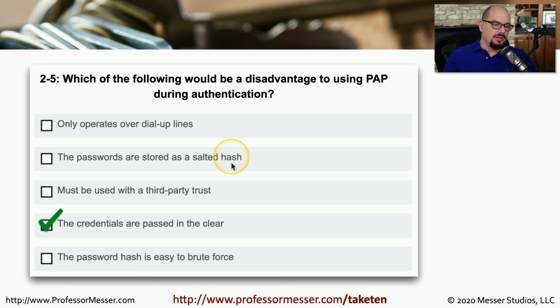Passwords are stored as a salted hash. They are certainly not automatically stored as a salted hash. If you are using PAP, it's probably a good idea to do that as a secondary function so that you don't send that information in the clear over the network using PAP. Must be used with a third-party trust. There is no requirement that PAP should be used with a third-party trust. And the password hash is easy to brute force. In the case of PAP, there is no password hash, so therefore there's nothing that you would need to brute force. Our answer here is that the credentials are indeed passed in the clear. That is the primary disadvantage when you're using the Password Authentication Protocol.